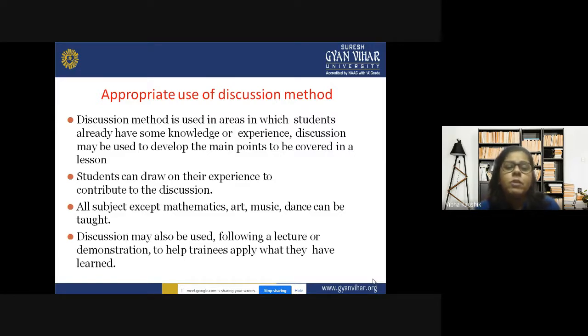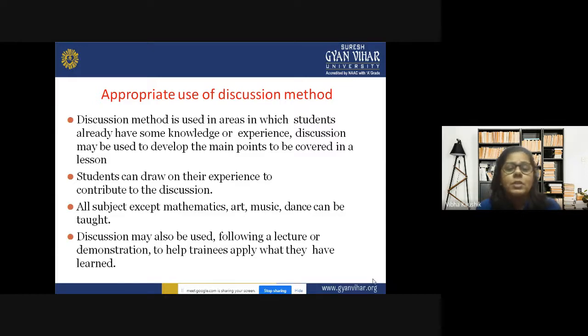Discussion may be used to develop the main points to be covered in a lesson, and discussion should be held in such a way that it should cover all the main points that have to be taught or learned during the lesson. Students can draw on their experiences to contribute to the discussion. Means the experiences which the students have, during the discussion period the students can share their experiences also, and this will contribute to the discussion.